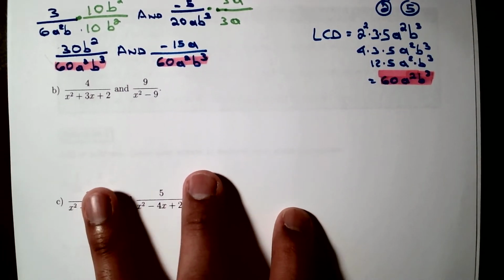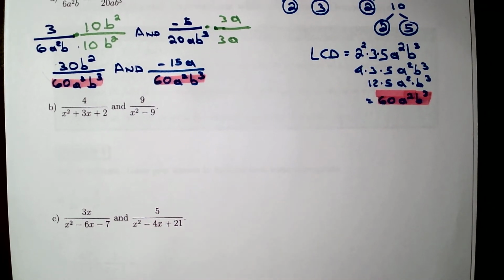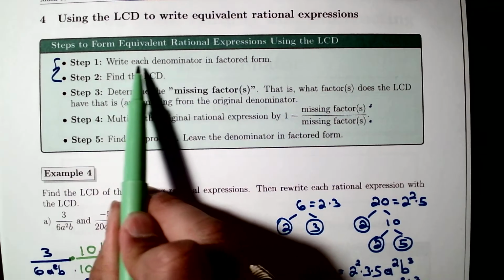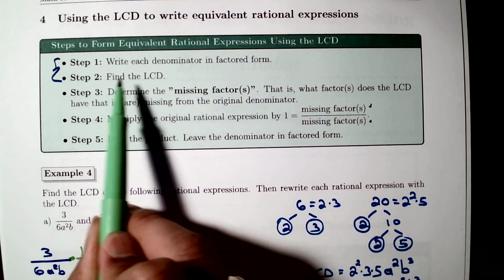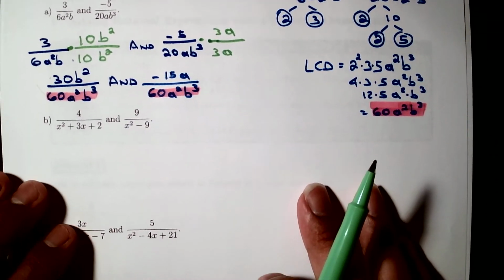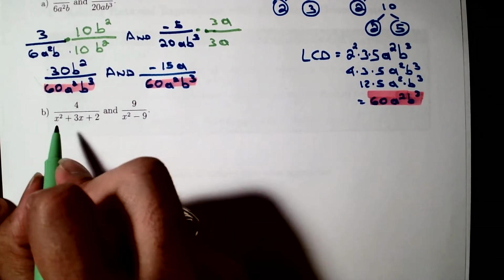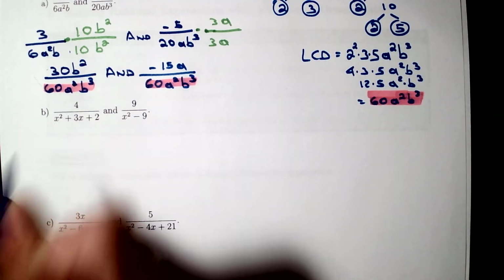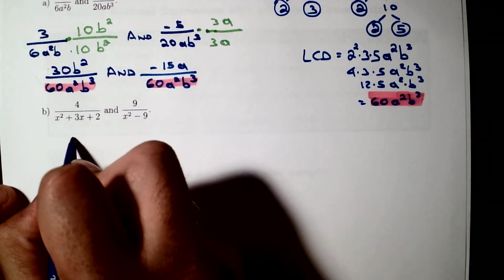So let's do it with polynomials this time. What do we need to do first? Write each denominator in factor form and find the LCD. So that's what we're going to do first. So in this case, we have a trinomial whose leading coefficient is 1. We're going to use the double bubble method.